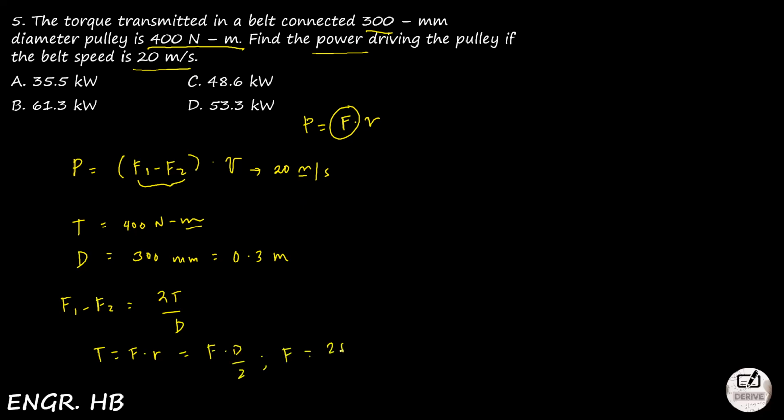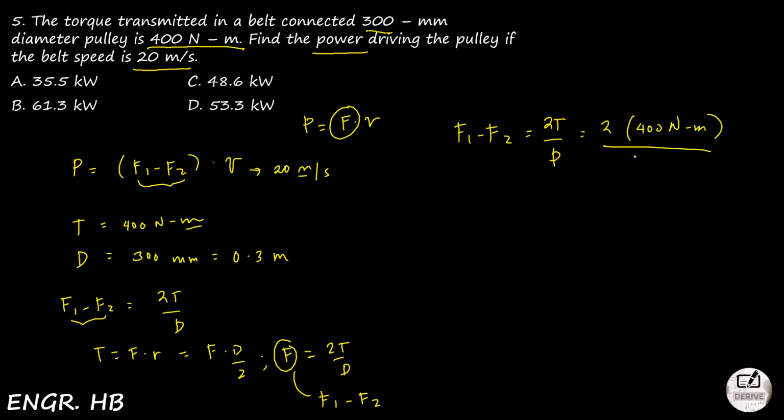So your F will become 2T over D. And consider this as the net belt pull when we talk about belts. So that will become this equation: F1 minus F2 is equal to 2T over D. Once we get the value, we can plug it in here. So F1 minus F2 is equal to 2T over D. That will become twice the torque, which is 400 newton meters, divided by the diameter of 0.3 meters also.